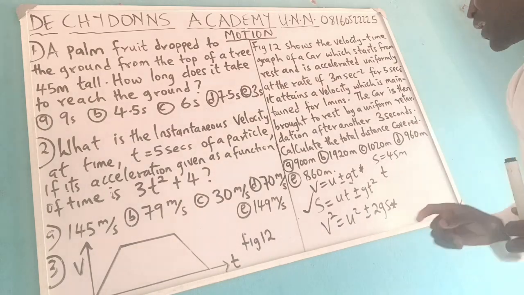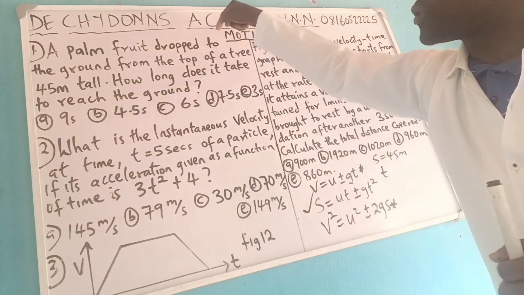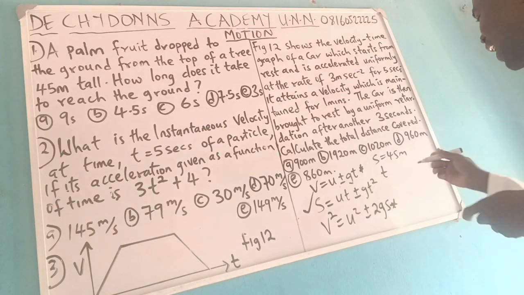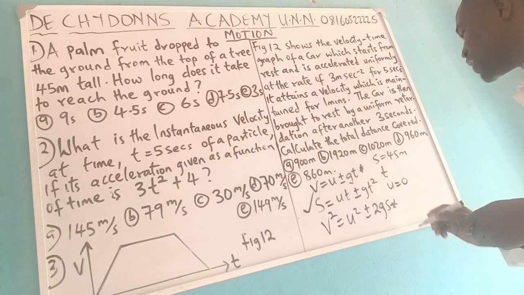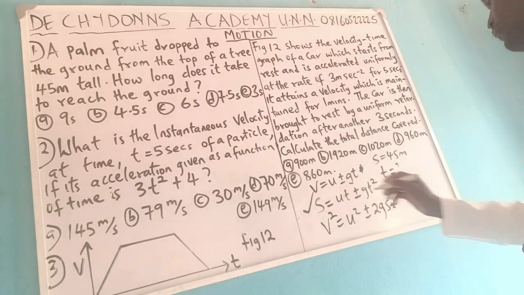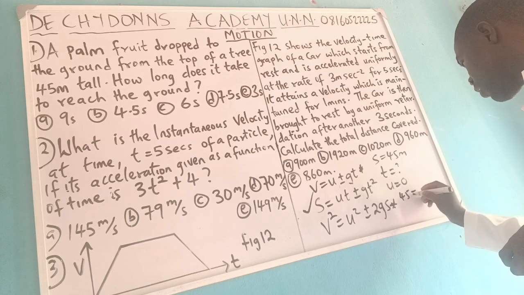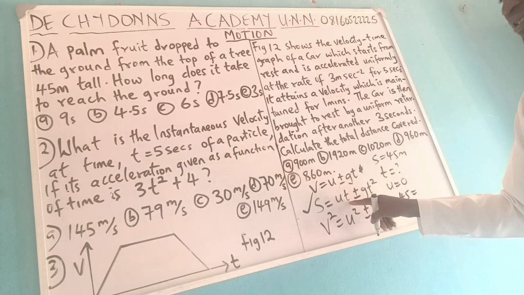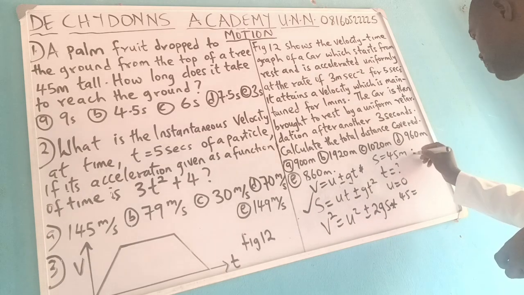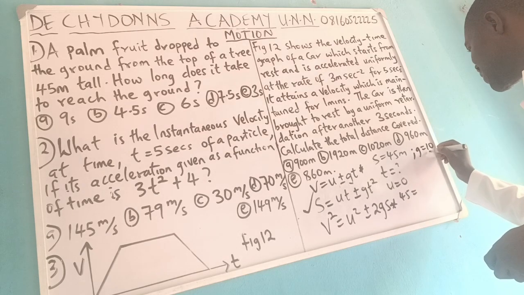Now, we say that a palm fruit dropped to the ground. When you are throwing something from the top to the ground, it means that it will only have final velocity V. It will not have initial velocity, and so initial velocity will be 0. Time is what we are looking for. I will put it here: 45 equals 0 times T. Then G is noted to be constant, 10 meters per second squared.